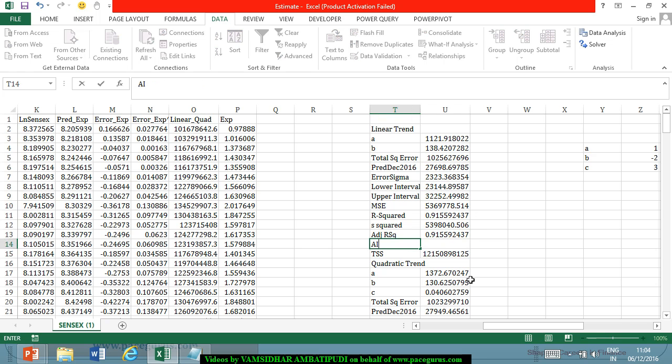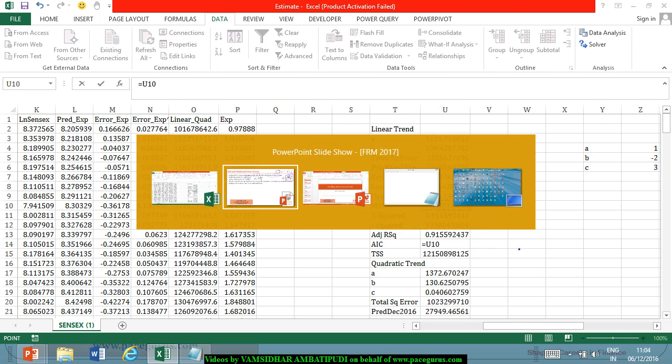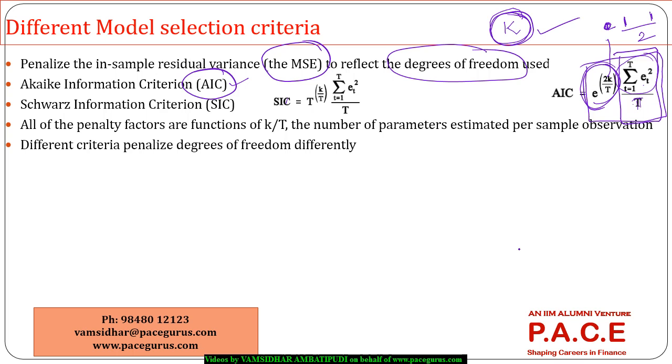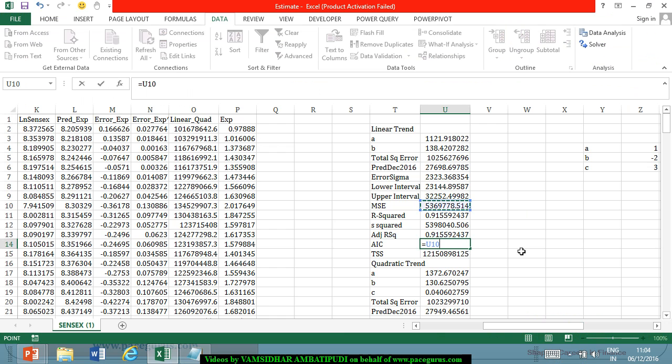So in this case, if I am using AIC, I am taking the mean squared error and multiplying it with e to the power of 2k by t, where t is 191. So this is what is my AIC. In this case, the AIC is 5.42 million.